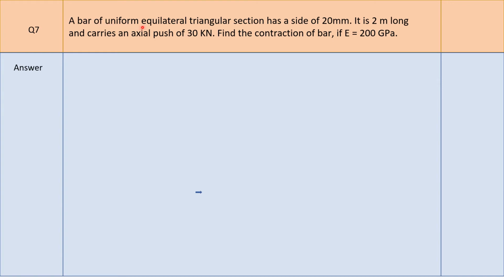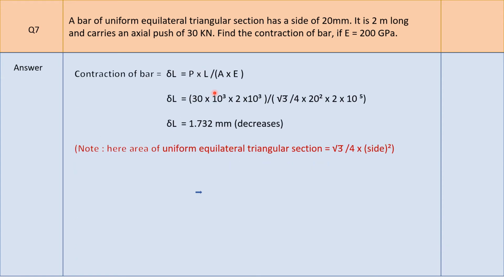A bar of uniform equilateral triangular section has side of 20 mm. It is 2 meter long and carries an axial push of 30 kN. Find the contraction of bar if E is equal to 200 GPa. Now we have to calculate delta L. But now the section is not circular or rectangular, it is equilateral triangular section. How do we do it? We use the simple formula delta L is equal to PL upon AE to calculate the contraction of the bar delta L.